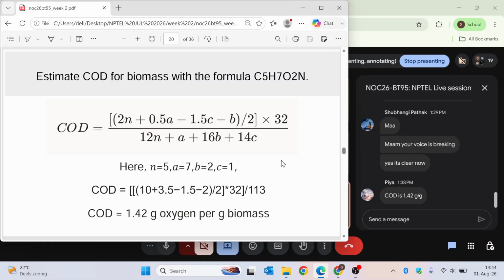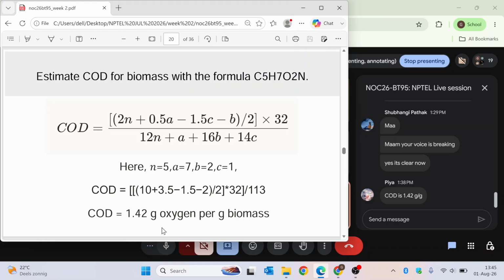You need not mug up this formula entirely, just understand the concept that if there is complete oxidation, you are going to have the biomass and oxygen in the reactants and the other components in carbon dioxide and nitrogen and water in the products. Those are going to be the only products of your complete oxidation. So when you talk about COD, it is gram oxygen per gram biomass. In that case, you are just multiplying and dividing it with the appropriate molecular weights. And then finally, for the given biomass formula, the COD requirement is 1.42 grams oxygen per gram biomass.